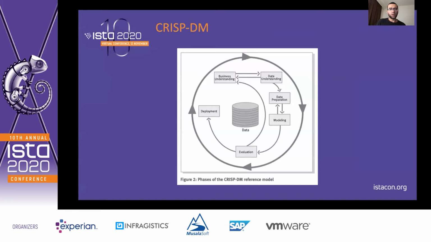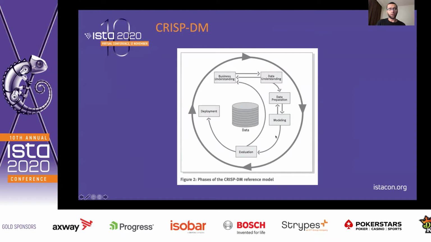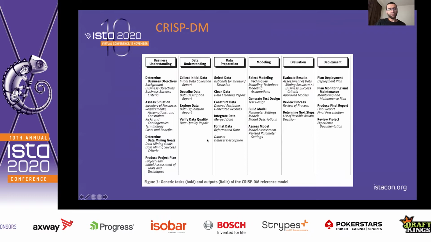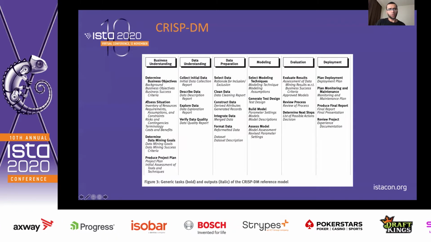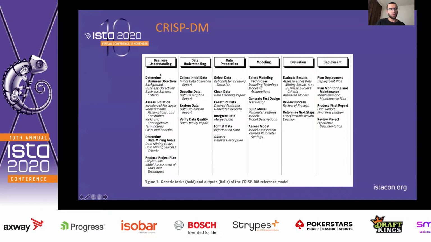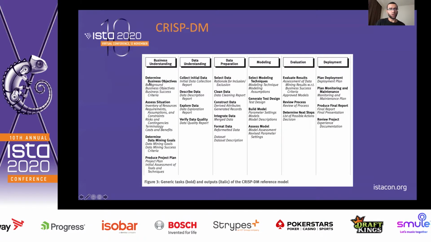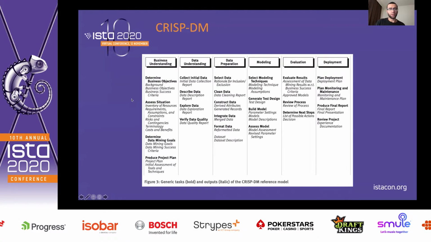So let's cover the 6 phases in short. These are the phases. So business understanding, data understanding, data preparation, modeling, evaluation, and deployment. This is another image from the official document, and you can see the 6 phases on top. Below, we have in bold generic tasks, and they break into specific tasks.